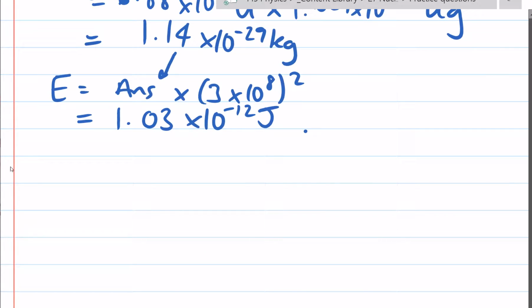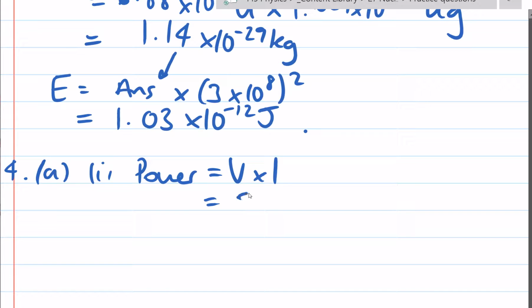Question 4, power. This starts off as not a nuclear question, but it does get there in the end. Part A, talking about solar panel power, is V times I, which is 20 times 2.4, gives us 48 watts.